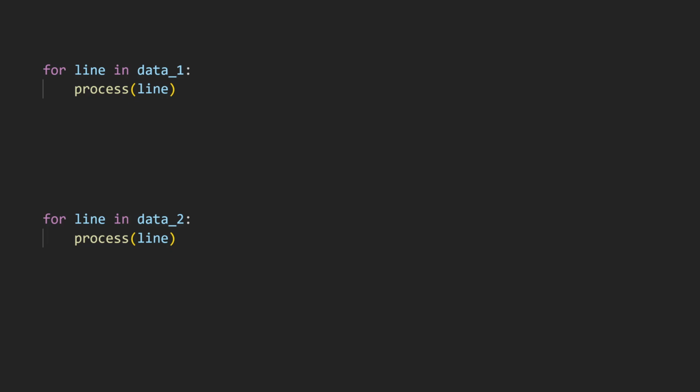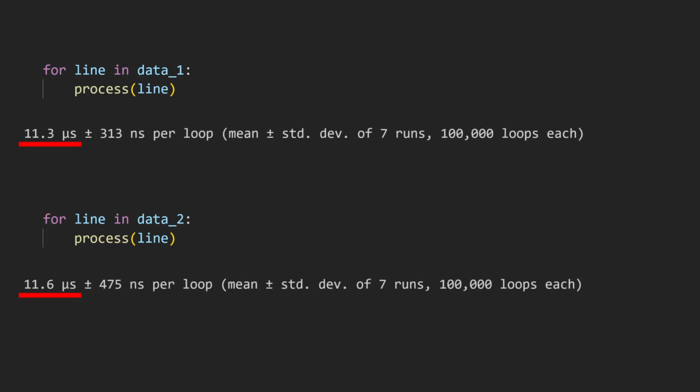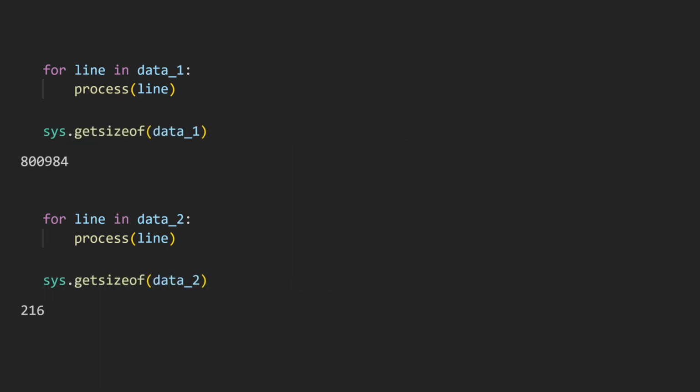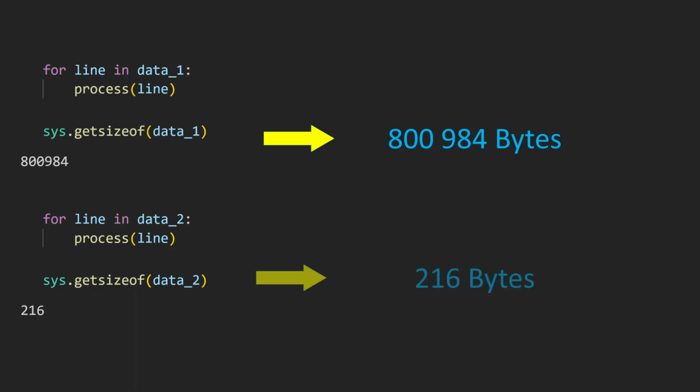Here we have two different loops that iterate over the exact same underlying data, process it in the exact same way, and have a similar runtime. What might be easy to miss here is the size of each iterator in memory. The first iterator is taking up 800,000 bytes, while the second iterator is only taking up a residual 200 bytes.